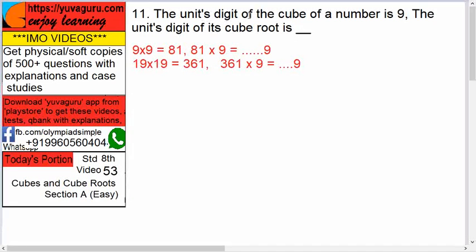The units digit of a cube of a number is 9. Therefore, the units digit of its cube root is? For this you'll have to use trial and error. You multiply any one-digit number and check what you get. Then multiply it again with the same number, will you get 9? Only 9 is such a number, which when you multiply 9 into 9, gives 81.